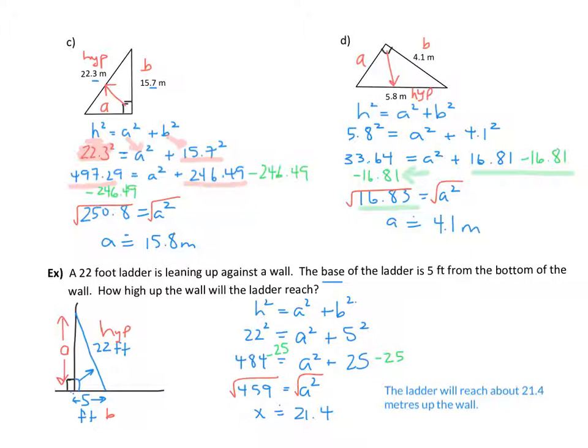Okay, so if you check your work here, the 22 goes in for hypotenuse, the 5 is one of the short sides. Square those numbers, subtract 25 to get the A squared by itself, then square root, and you get about 21.4 meters, so that the ladder will reach about 21.4 meters up the wall.